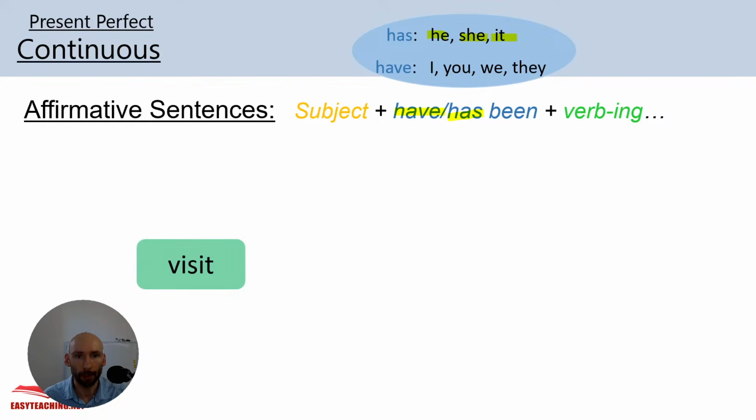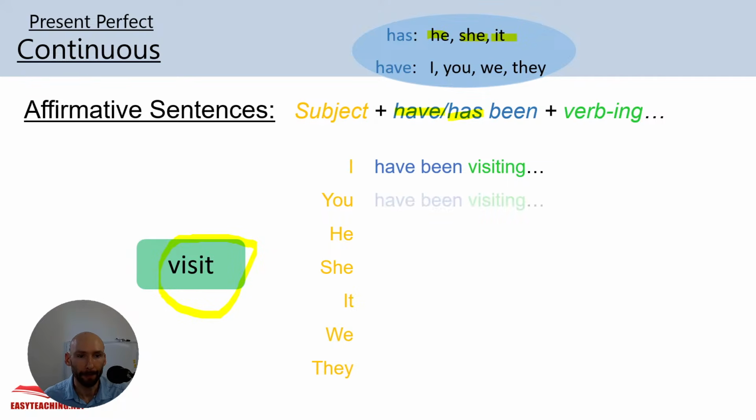Okay, let's practice using this structure with the verb visit. We're going to need the ing form of visit, which we know is visiting. Here are our subjects. So the first one, I have been visiting. The next one, you have been visiting. Now for he, we've come to our first third person singular subject. So we're not going to use have, we're going to use has. He has been visiting.